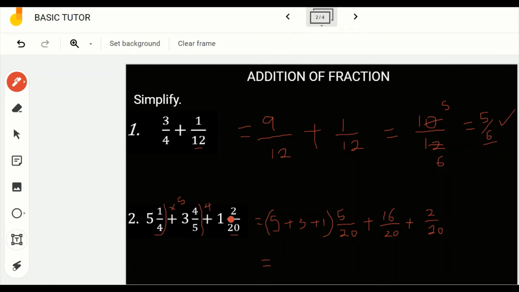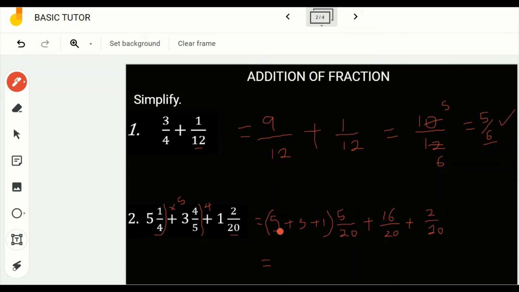So the first thing we do in this case is to add up the whole numbers, and the next step is to ensure that each fraction has the same denominator. So you have to decide what you want to be the denominator. In this case, I used 20, while right here I used 12. You can decide to use any number you want to make your denominator. This method is called the equivalent fraction technique.